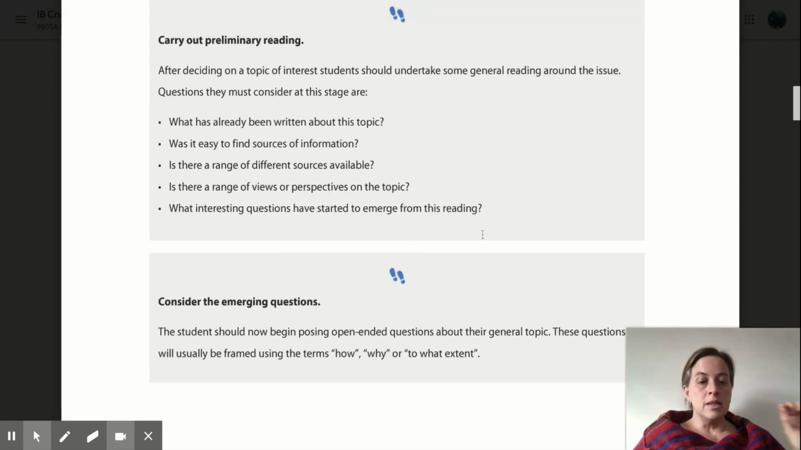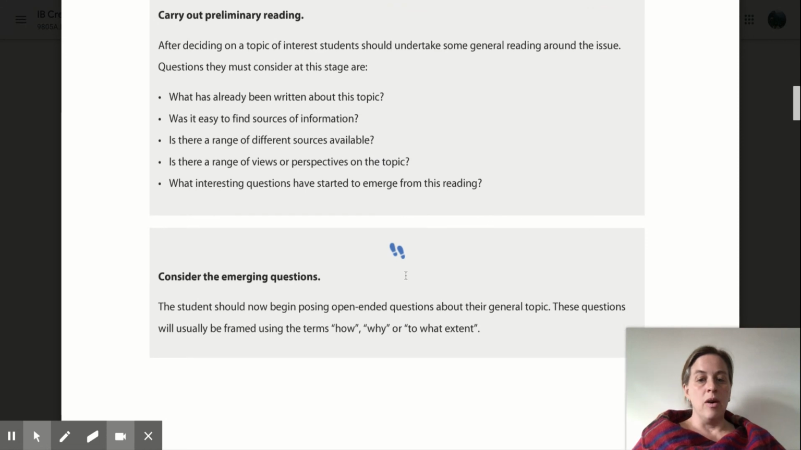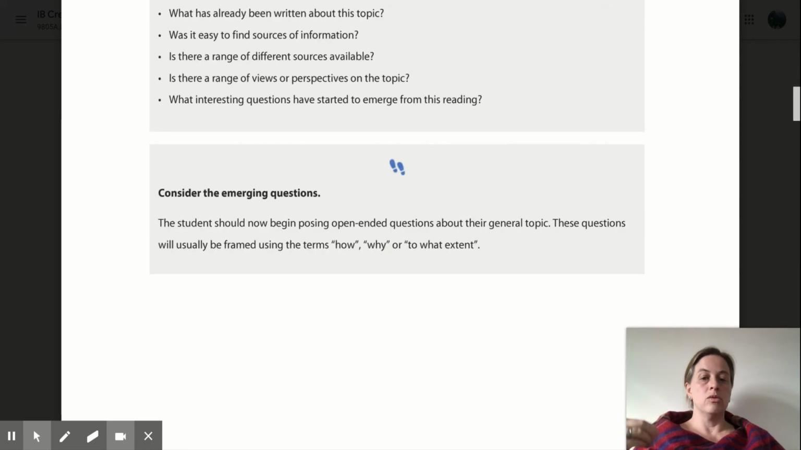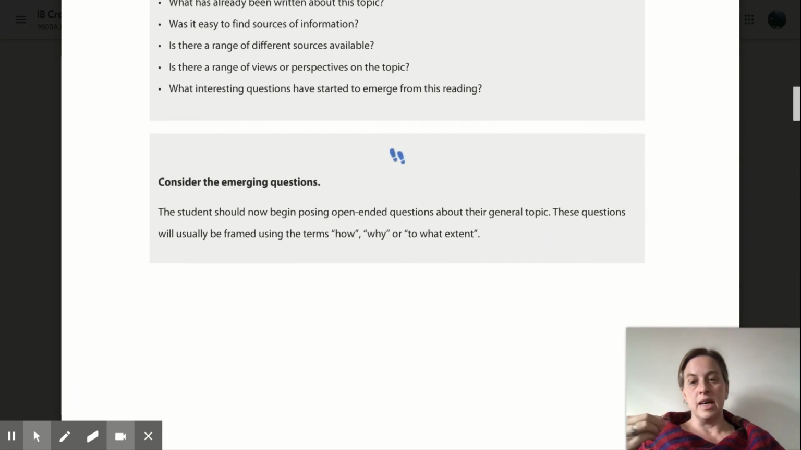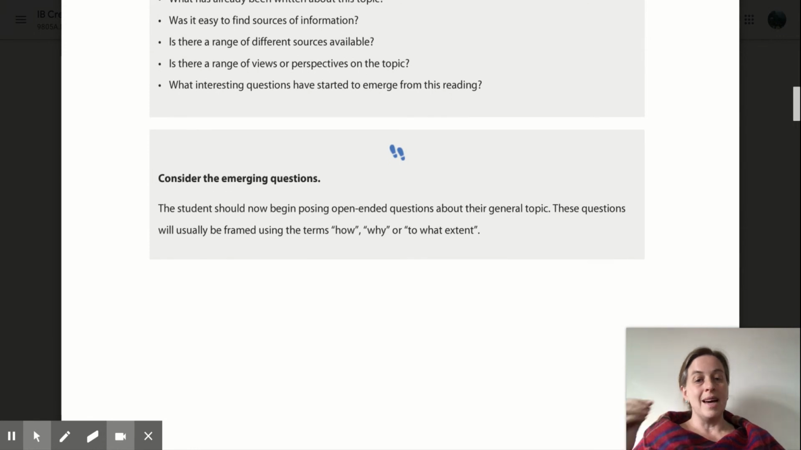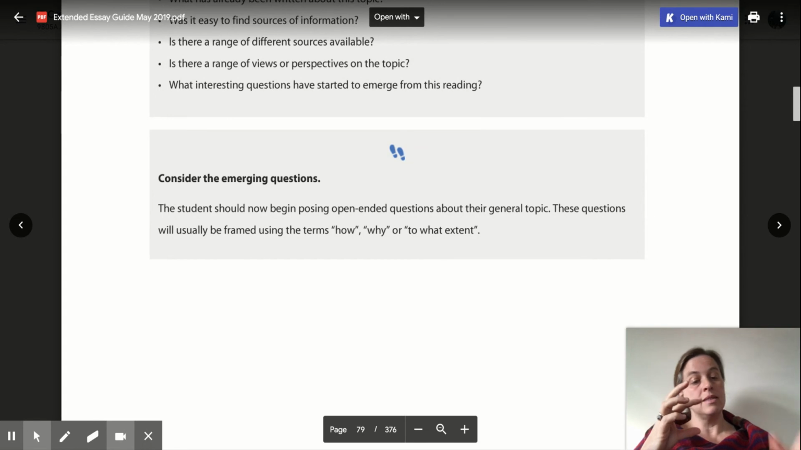You want to consider those emerging questions. How, why, to what extent? Those are good starters for how you're going to ask those questions. Remember, it's not a report. It's an analysis of information that exists and research that's been done, and you're bringing it all together and you're showing how you do that. And that's what writing an extended essay is like.